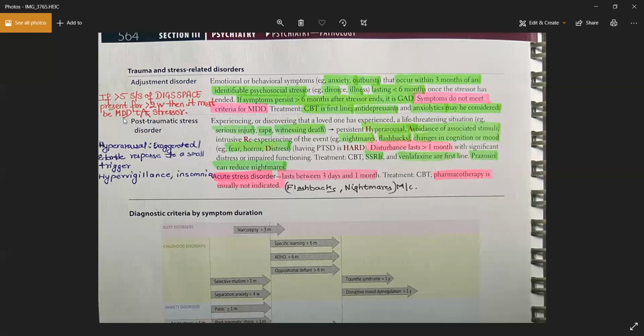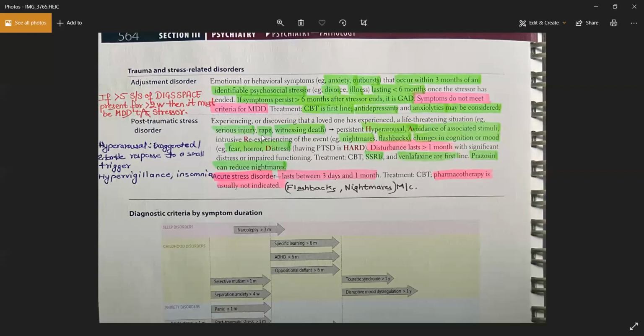Then you have post-traumatic stress disorder, the PTSD. It follows a psychological stressor, and in that case it must be a life-threatening condition or a near-death experience, like losing a loved one or seeing a death with your own eyes.